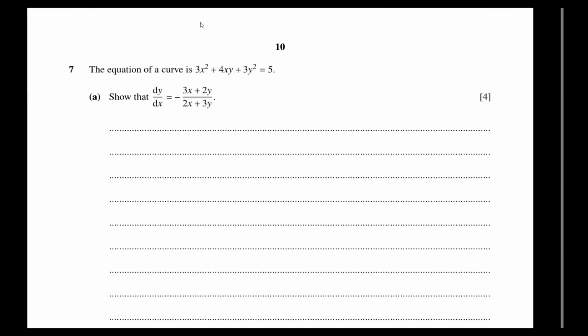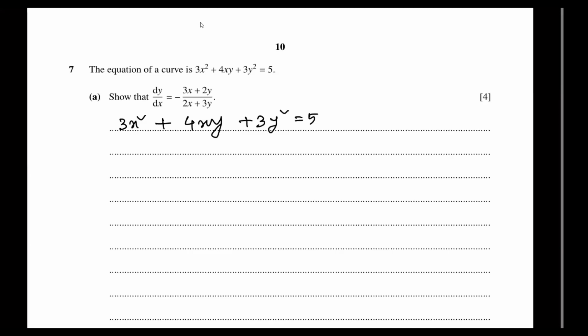Okay, let's move on to the next question. Question number 7. The equation of a curve is given as 3x square plus 4xy plus 3y square equals 5. Find dy by dx. This is an implicit equation, and you have to find dy by dx in terms of x and y. So let's differentiate implicitly. Let's write the equation first: 3x square plus 4xy plus 3y square equal to 5.